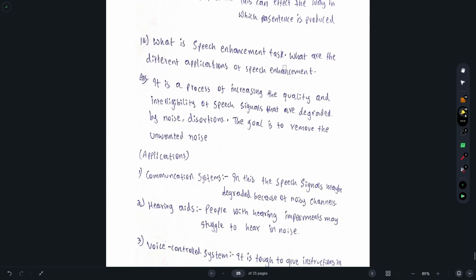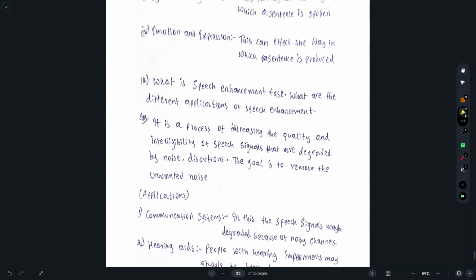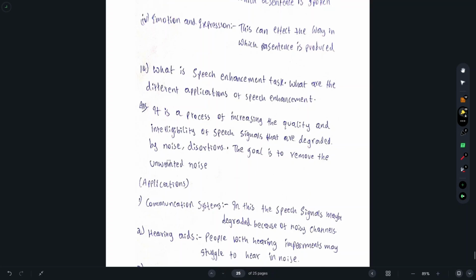So what is a speech enhancement task? What are the different applications of speech enhancement? Speech enhancement is to make speech sound good, making it better. It is a process of increasing the quality and intelligibility of a speech signal that is degraded by noise and distortions. The goal is to remove the unwanted noise.